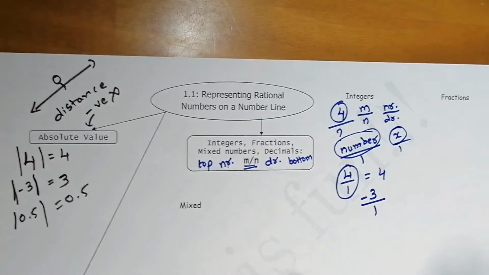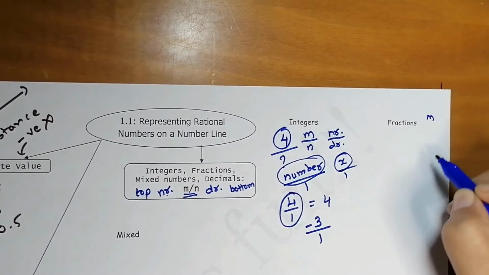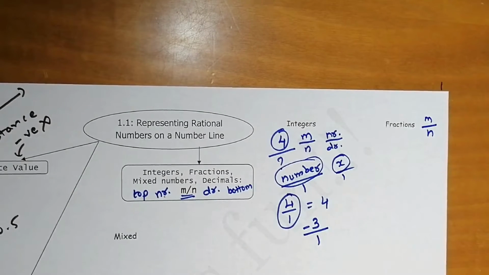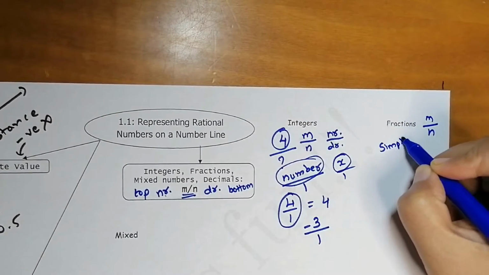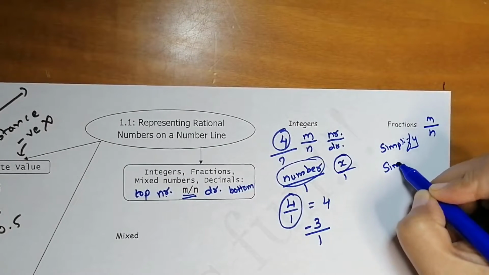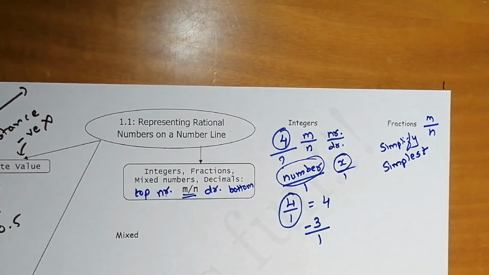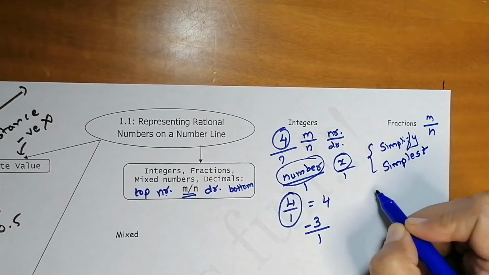Okay, let's go to fractions. We know that fractions are already in the form of m over n. So what are we supposed to do here? Well, you just need to simplify the given fraction. When I say simplify, I mean get it in its simplest form. How do we do this? Let's understand with an example.